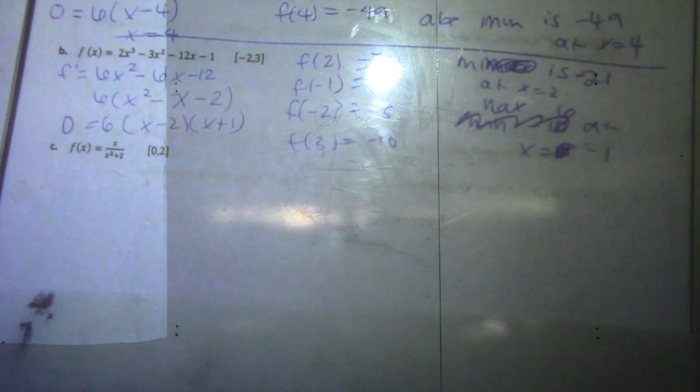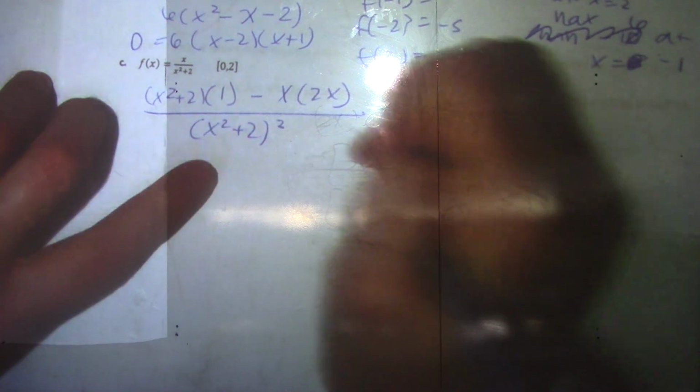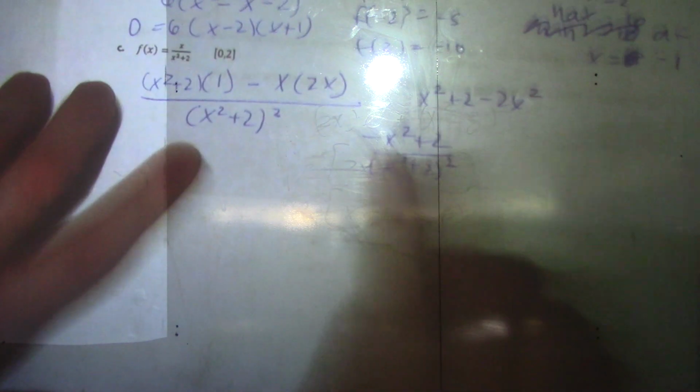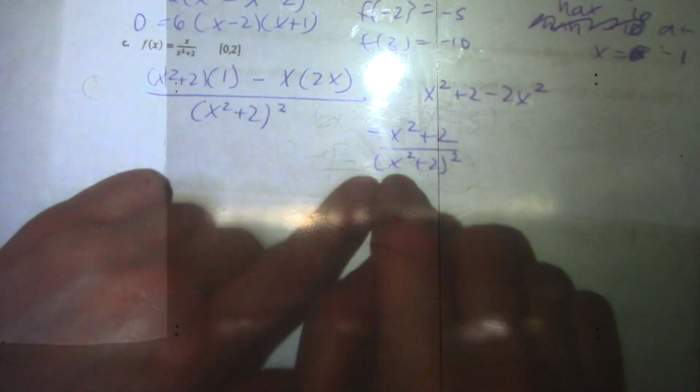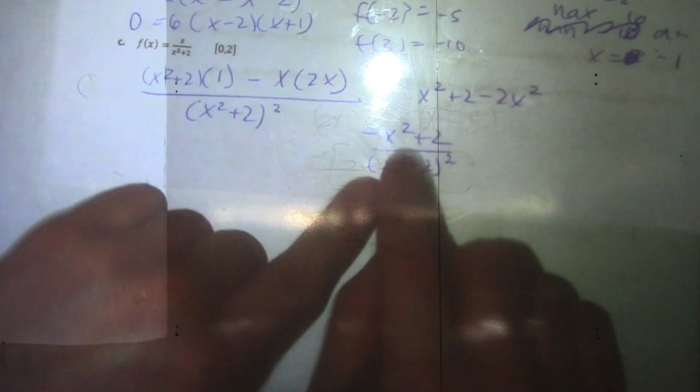Okay, C, this is quotient rule, so low d high minus high d low, underneath the low squared goes. So I'm going to clean that up, that's x squared plus 2 minus 2x squared, which is minus x squared plus 2. Nothing is going to make the bottom 0 because nothing squared plus 2 is going to give 0, because nothing can be negative here.